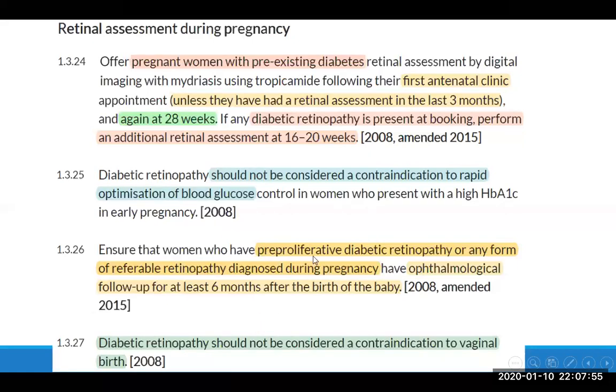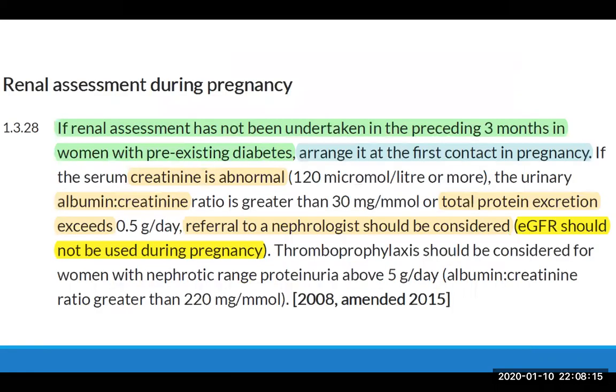And of course, pre-proliferative retinopathy or any form of referable retinopathy diagnosed during pregnancy must be referred for ophthalmological review for at least 6 months after the birth of the baby, because retinopathy may deteriorate after delivery. Diabetic retinopathy should not be considered a contraindication to vaginal birth, and this is very important.